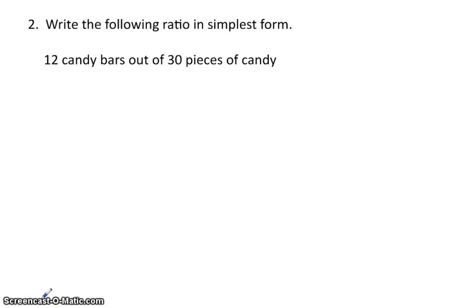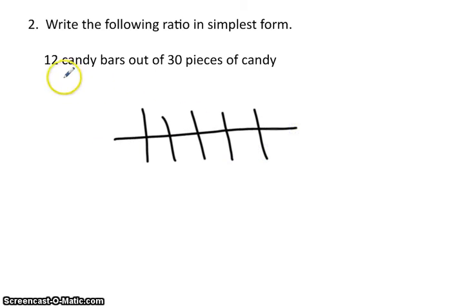For problem 2, you're again writing in simplest form, which means that you will be dividing in order to get it down to where you can't divide anymore. So they have a common factor of 1. So we'll go ahead and set up our ratio table. And this time we're comparing 12 candy bars out of 30 pieces of candy. So I'll put CB for candy bars, and I'll put C for candy. 12 is the candy bars, and 30 is the pieces of candy.